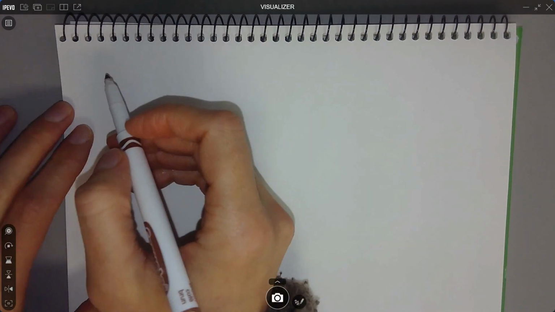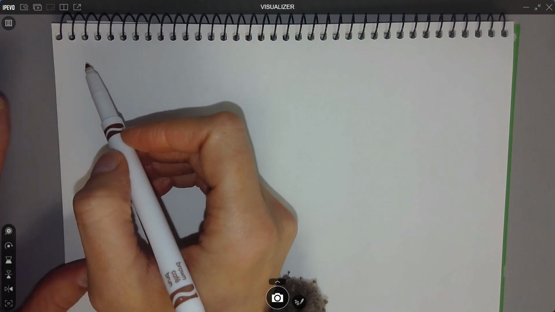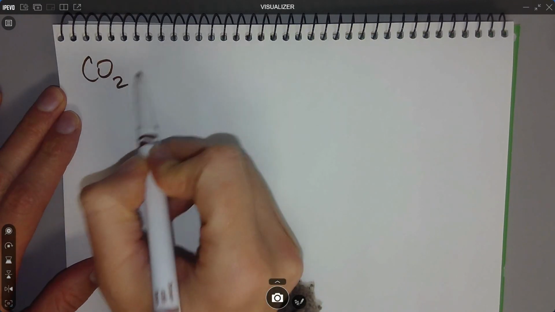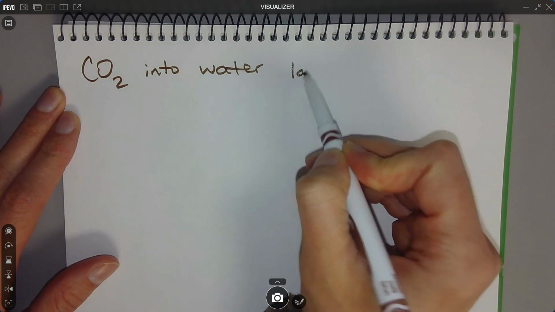I'm going to put a title on my pages because I like titling pages, but you probably already have a title. If you don't, we can. What do you think we should call this page? Reaction. CO2 into water lab.